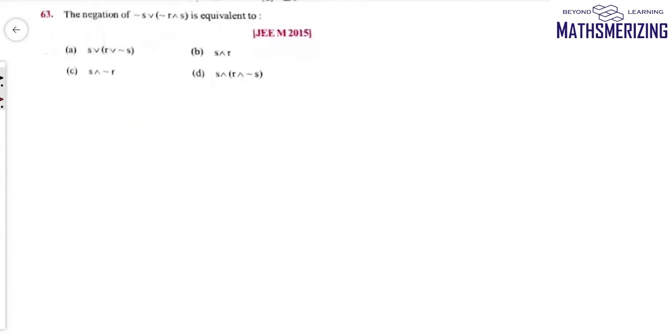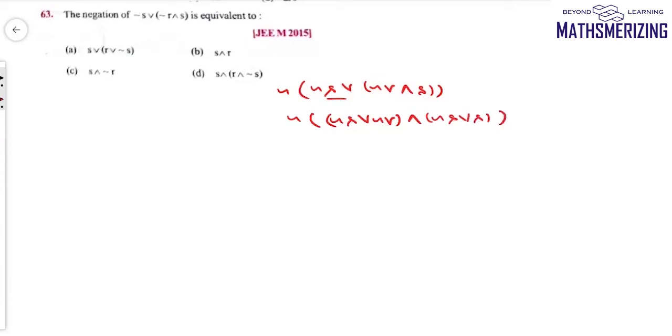Question number 63 says, we need to find the negation of this, which is not S or not R and S. First we'll use the distributive law. So this is not of, so this is not S or not R, and this is not S or S. Now not S or S is simply true, and A and true is simply A. So this is not of not S or not R. So this is S and then De Morgan's law, and this is R. So it is equivalent to S intersection R, which is option number B.